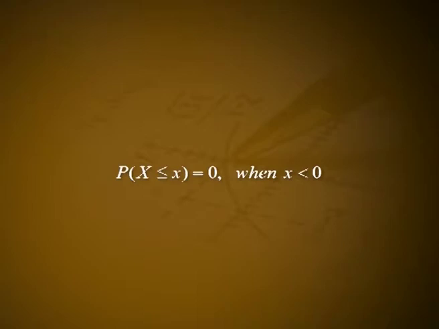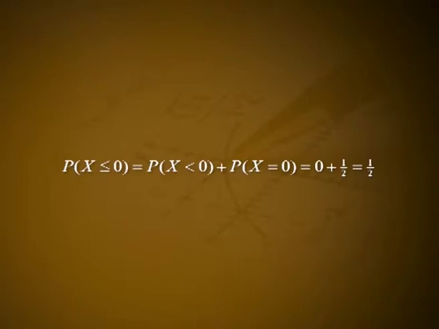It can be observed that there are no possible values for x less than 0. Hence, P(X < 0) = 0, or we can write P(X ≤ x) = 0 when small x < 0. At the value 0, X has a probability 1/2. Therefore, P(X ≤ 0) = P(X < 0) + P(X = 0) = 0 + 1/2 = 1/2.